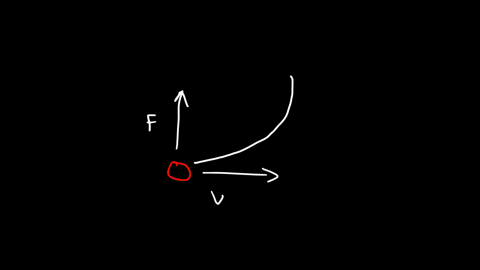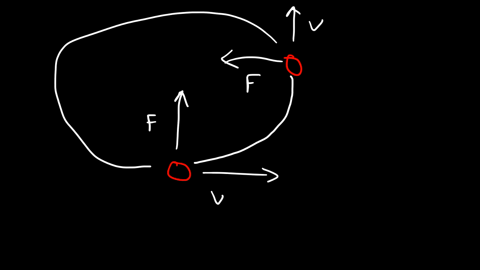Now, what if the velocity vector is perpendicular to the force vector? If these two are perpendicular, then the ball is going to turn at constant speed. It's going to change direction. This force is known as a centripetal force, provided that the force remains perpendicular to the velocity vector. If that happens, then we have uniform circular motion.